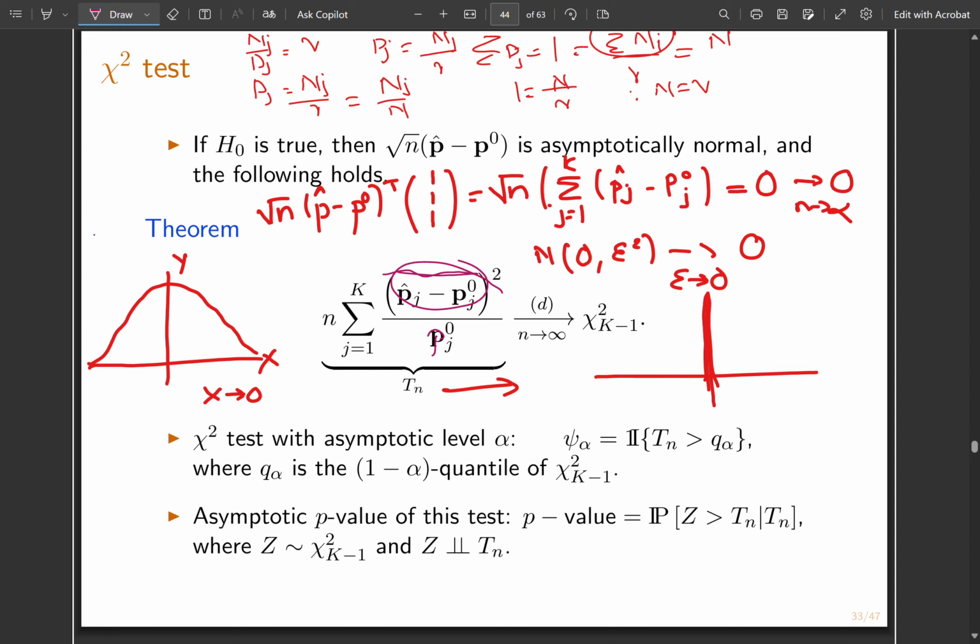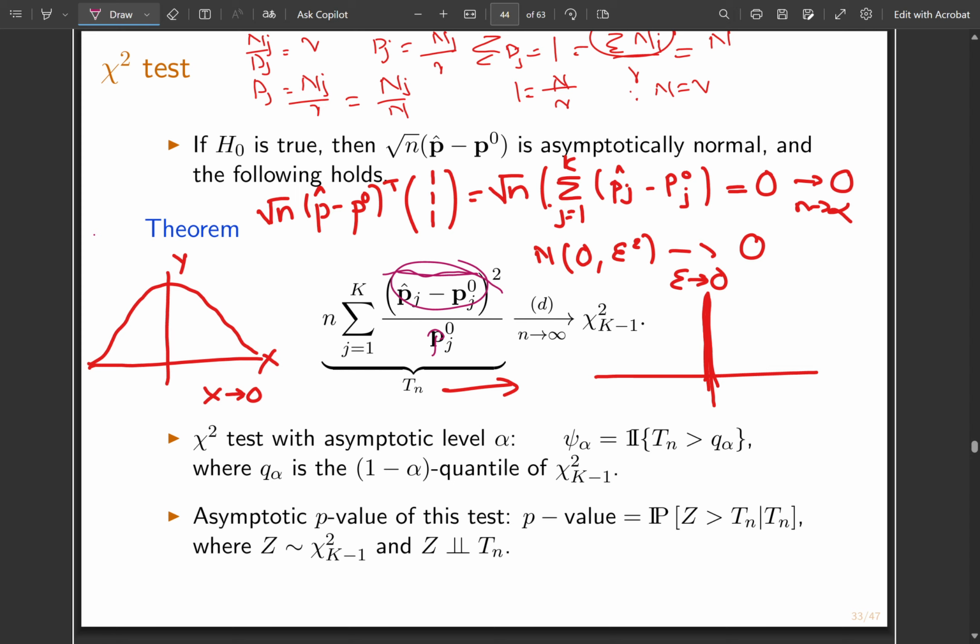Now, we'll go to the degrees of freedom. We have k minus 1. Can you tell me why it is k minus 1 instead of k? Think about it. The degrees of freedom is k minus 1 because the asymptotic Gaussian vector lives in a k minus 1 dimensional space, not k.